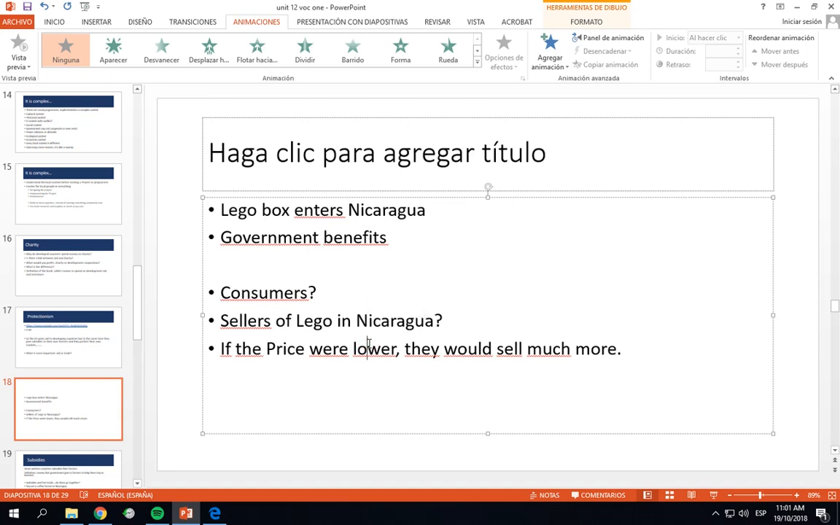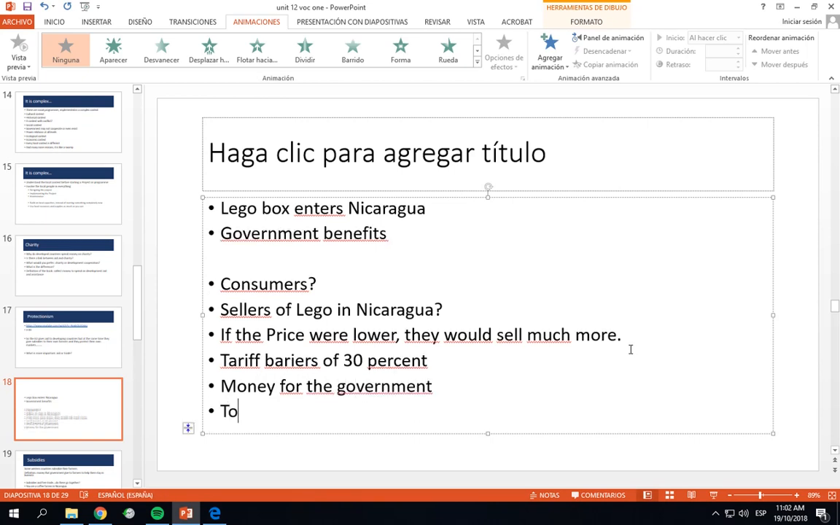So this tariff barrier of 30%, why do they do that? Well, first of all, because the government makes money that way. Money for the government. A reason could be to protect the local industry.